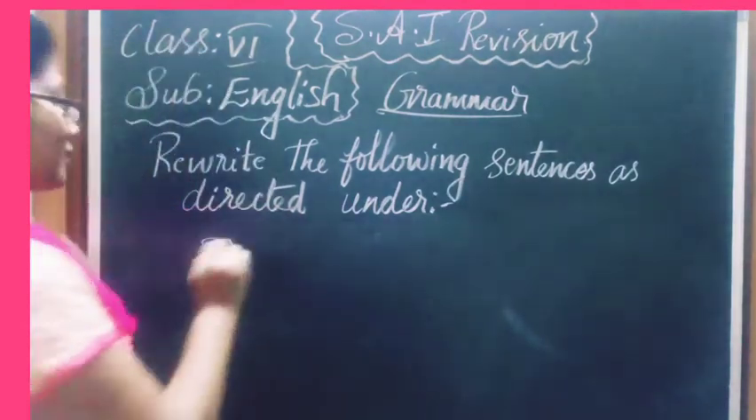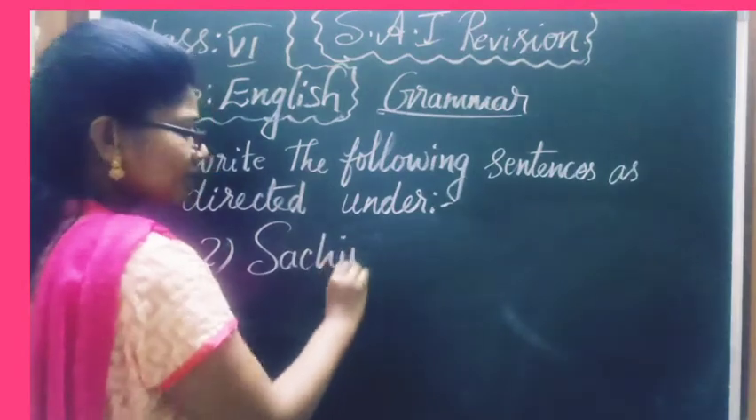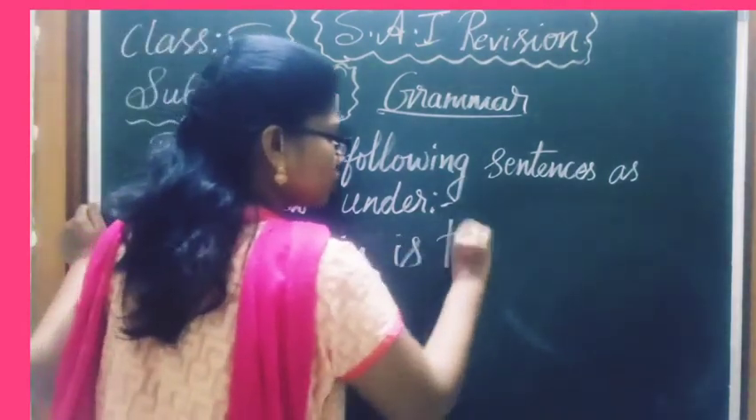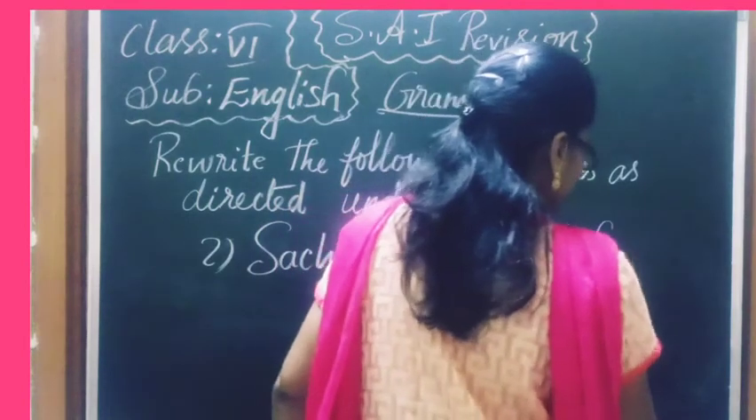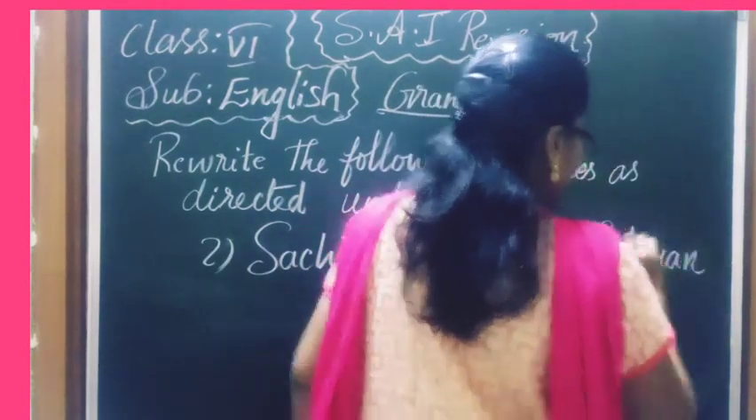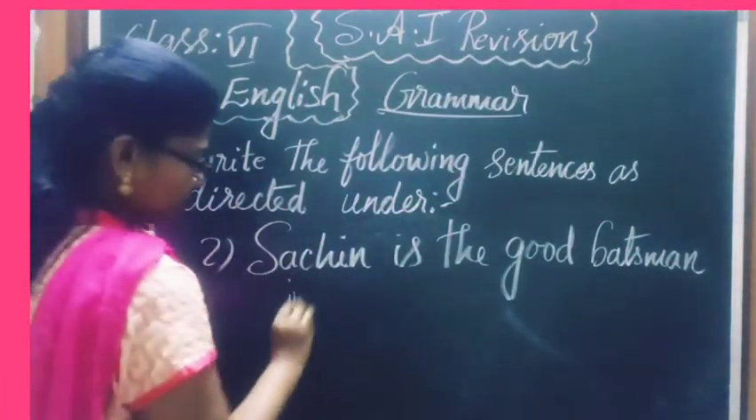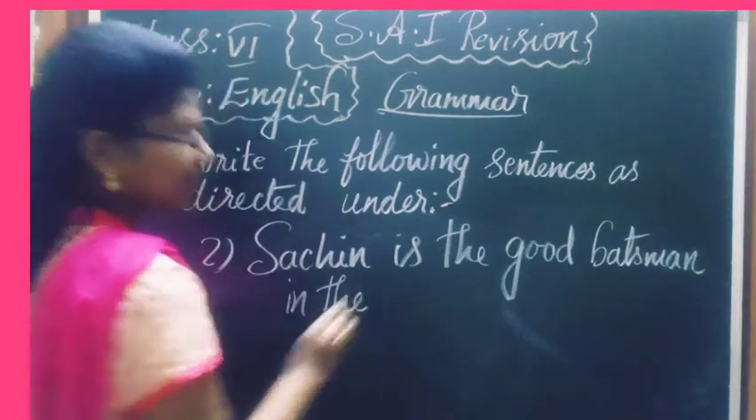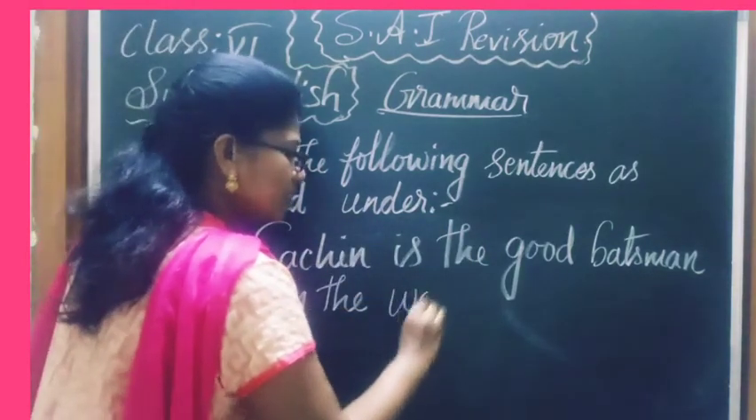Okay. The second question I'm writing: Sachin is the good batsman in the world. Now, it's not sounding correct, right? Sachin is a good batsman in the world.